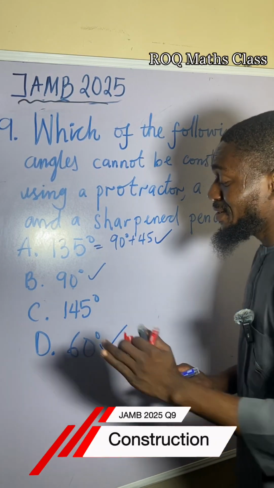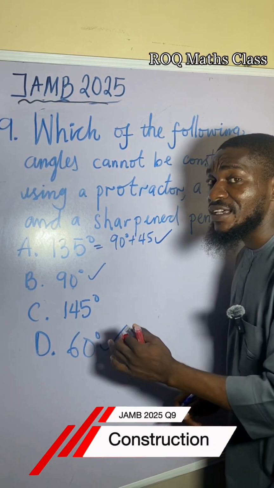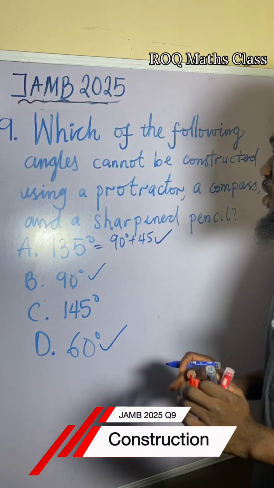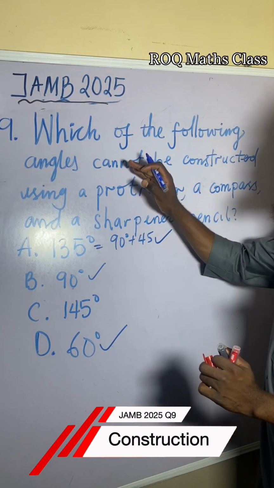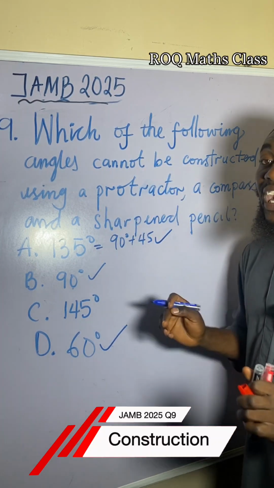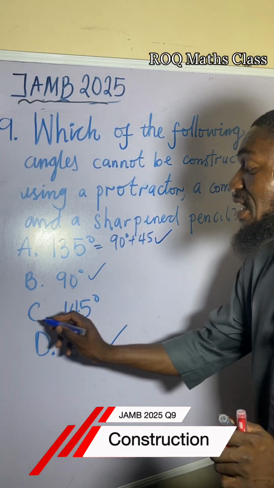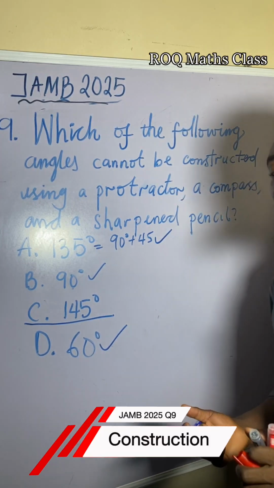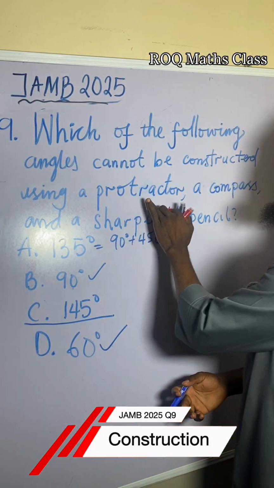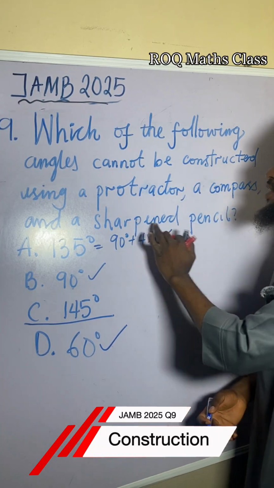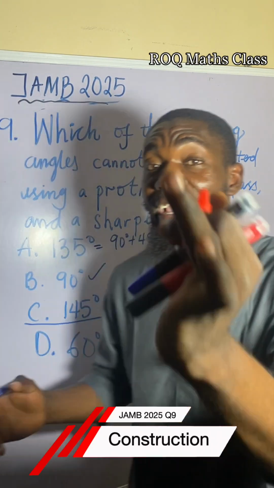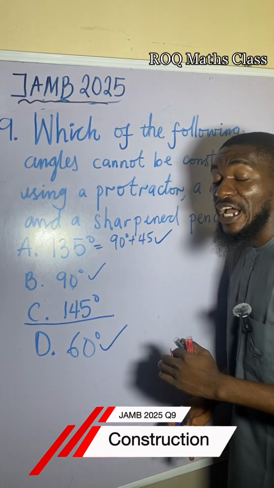But 145 degree is not constructible. So, which is going to be our answer? Which of these following angles cannot be constructed using a protractor? Actually, our final answer is what? Is C. Because in a classical construction with protractor, compass, and a sharpened pencil, we cannot construct angle 145 degree.